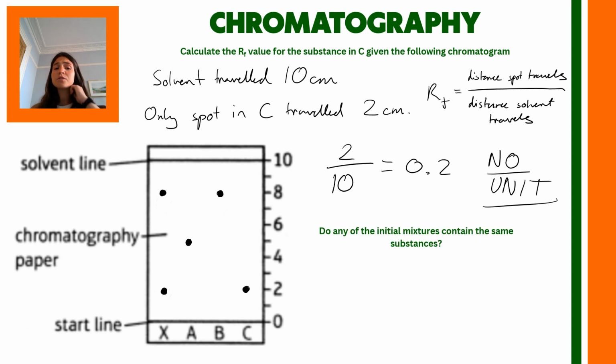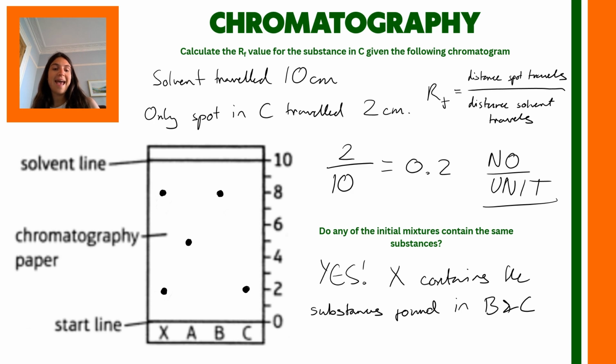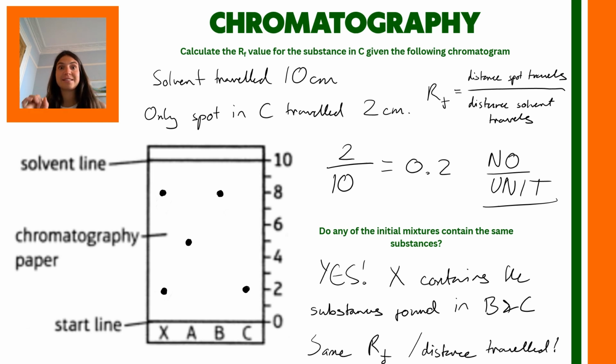So do any of the initial mixtures contain the same substances here? So yes, they do. If we look at substance X, it actually contains both substance C and substance B. And how do I know that? I know that because their RF values would be the same, or in other words, C travelled the same amount as that first little dot in X, and B travelled the same amount, kind of 8 centimetres, as that second dot in X.